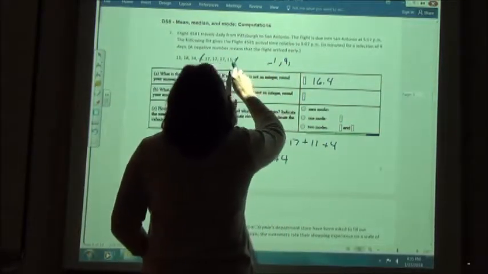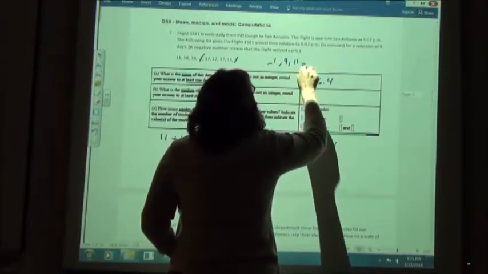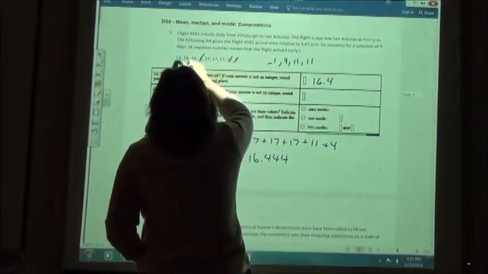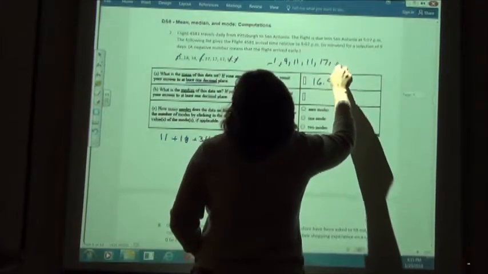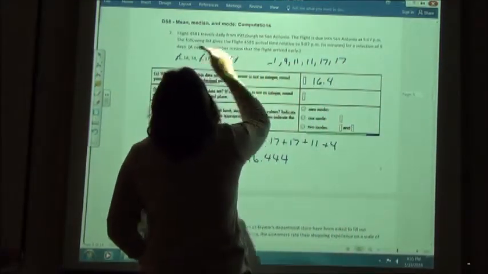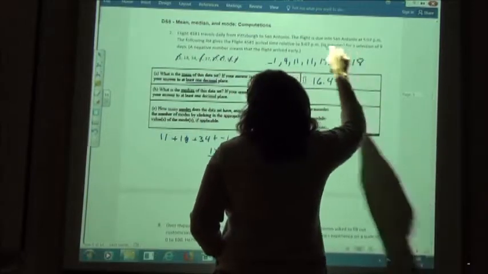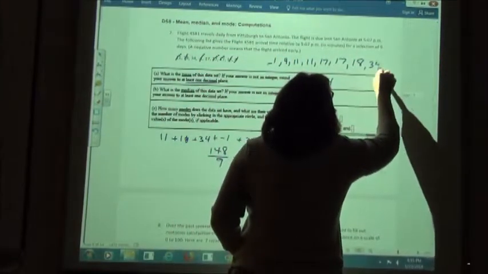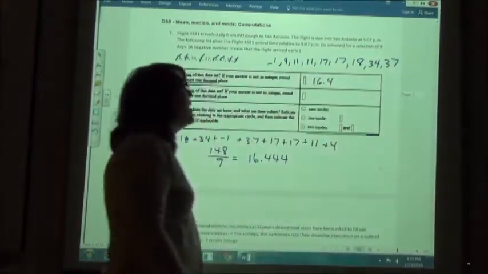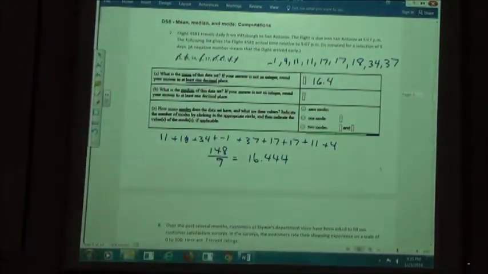And then my next number looks like it's going to be 11. And then I got another 11. And then 17s look like they're next. Got 2 of those. I got an 18. I've got a 34 and a 37. If you wanted to put it in your calculator and sort it, you could. But we want them in order.